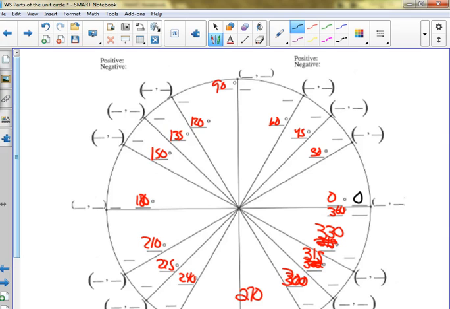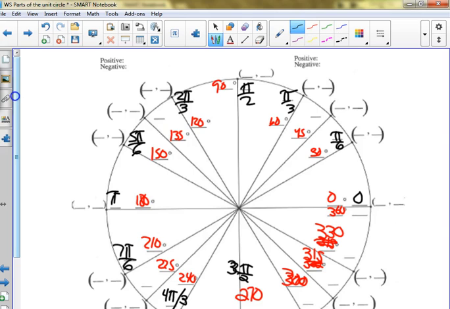Start at 0. I always divide by pi over 6. Pi over 6, 2 pi over 6, pi over 6, 5 pi over 6, 10 pi over 6, I'm skipping, 11 pi over 6. Okay, we good?